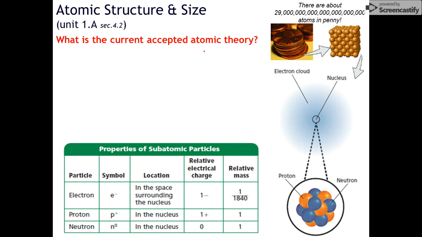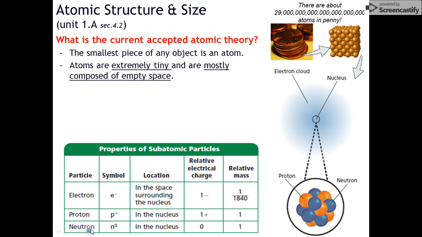So what's this current accepted atomic theory, right? Well, I brought this up before. The pennies, right? There's about 29 sextillion atoms in a penny. And these atoms look like this in a way. That's kind of Dalton's idea. But if we expand more on this idea behind Dalton, these atoms, which are the tiniest pieces of the atom, are extremely tiny and composed of mostly empty space.